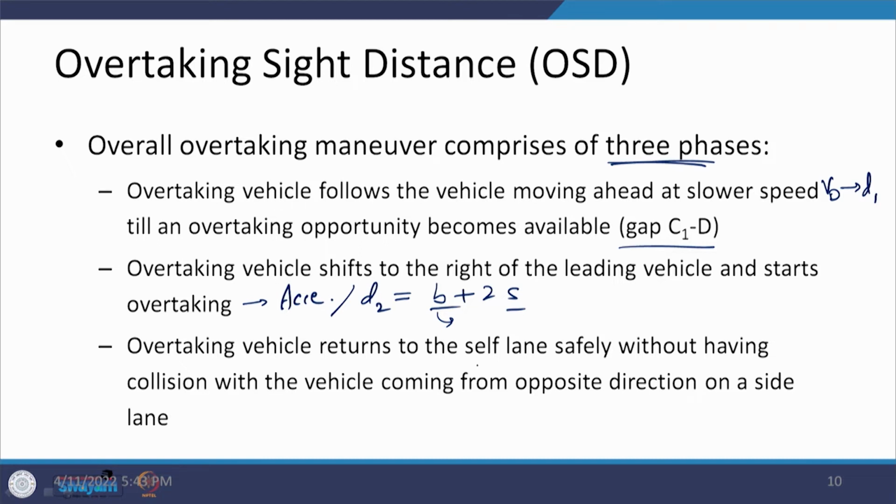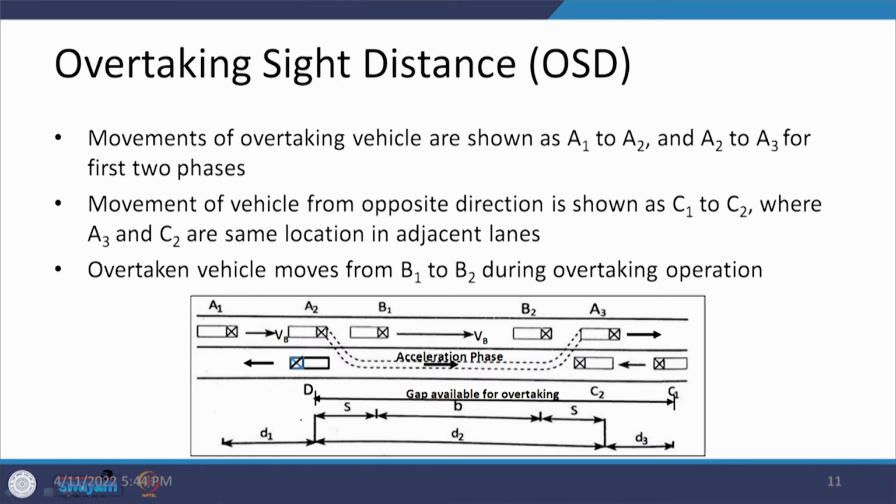The overtaking vehicle returns to its own lane safely without colliding with the vehicle coming from the opposite direction on the side lane, and here the distance travelled is D3 at the design speed, that is Vd. So, all of those locations as we have marked have been fortified here in terms of the statements I have already discussed, so maybe we can quickly move through it.